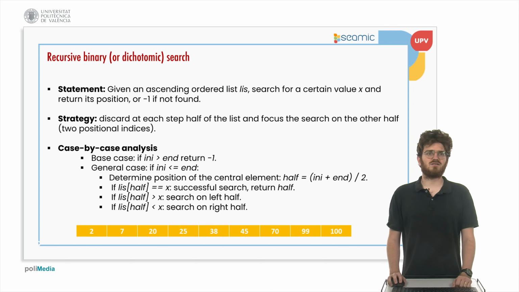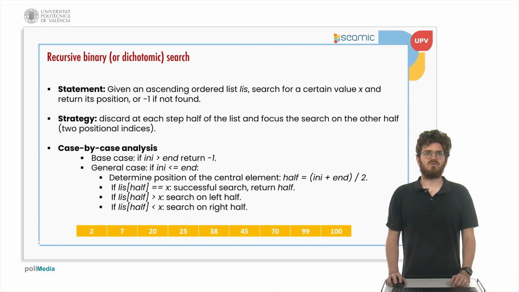We could always just sequentially go see if it's 2, then 7, then 20, then 25, and see if any of these numbers matches our result. But that's slow because in the worst case you have to traverse the whole list to find a result. Let's come up with a new strategy.